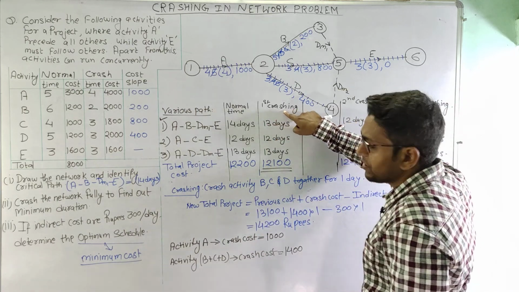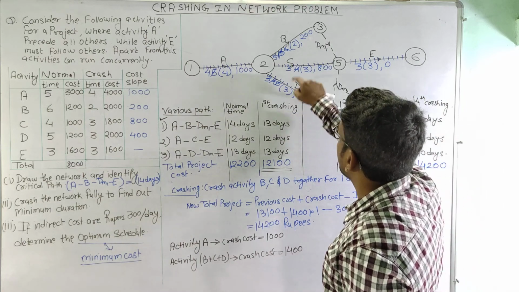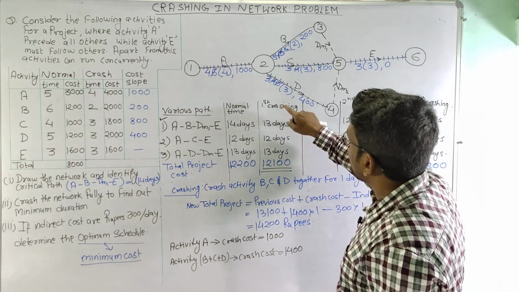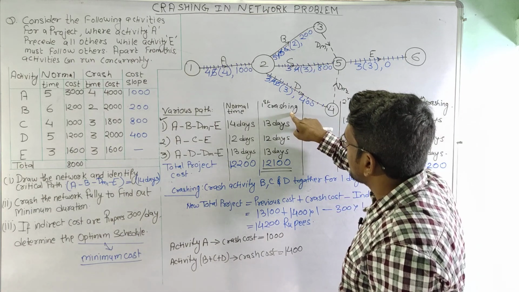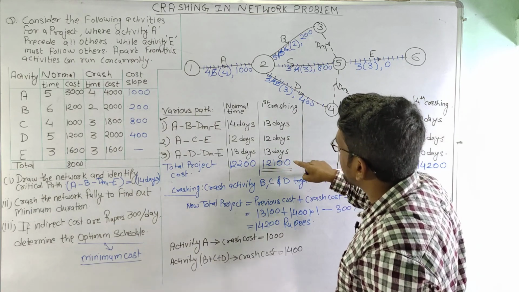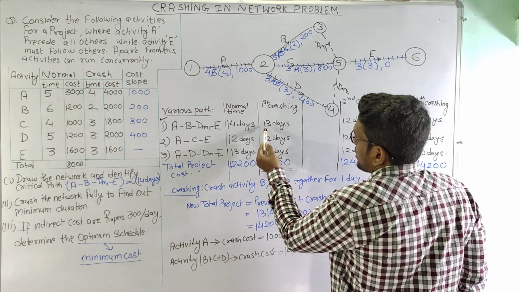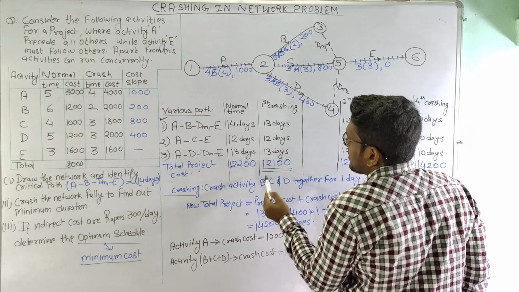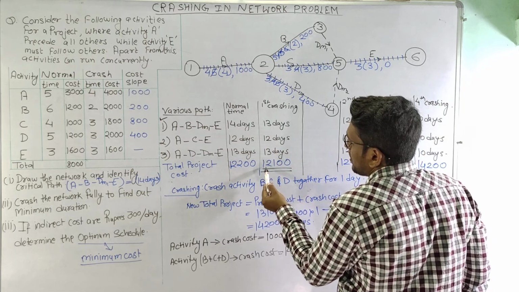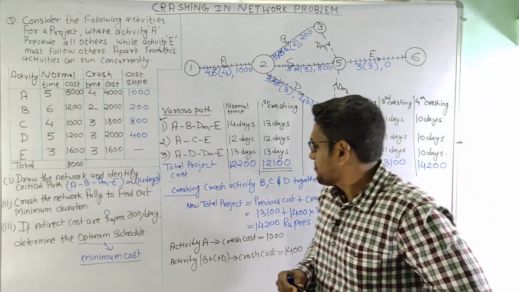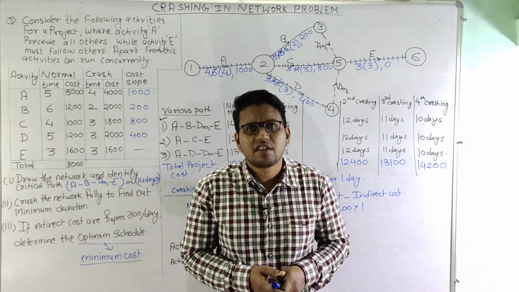So in first crashing we have crashed only activity B by 1 day. So if only activity B is crashed by 1 day, then we will get our optimum schedule with the project completion time as 13 days and the total cost as 12,100 rupees. So I hope this is clear.